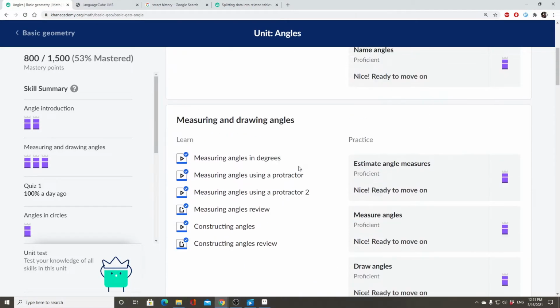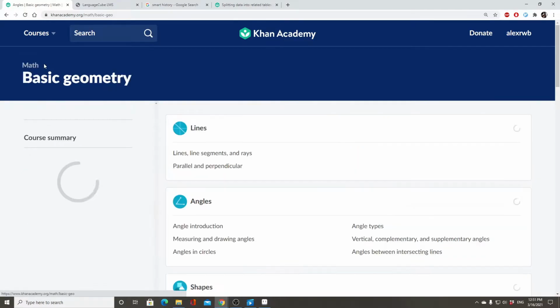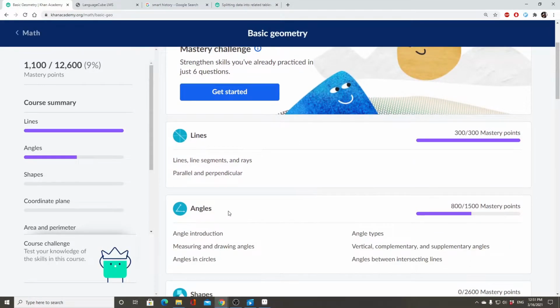Yeah, gee. I still have a lot of time left. I guess, do they have, oh, they have a mastery challenge. Okay, so these mastery challenges are interesting. Actually, I'll show you.